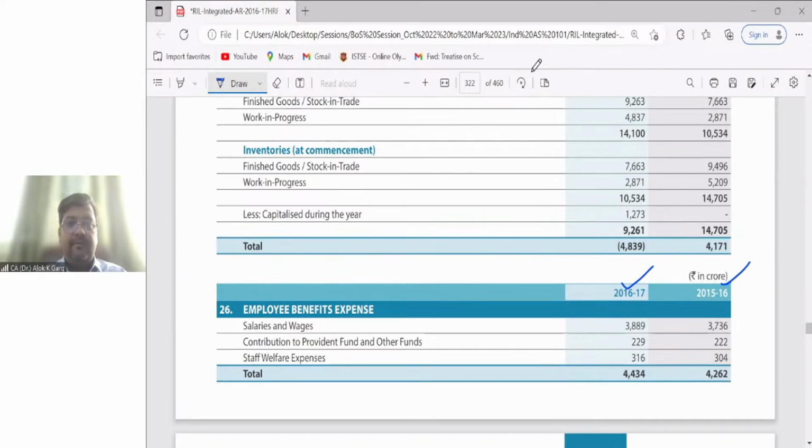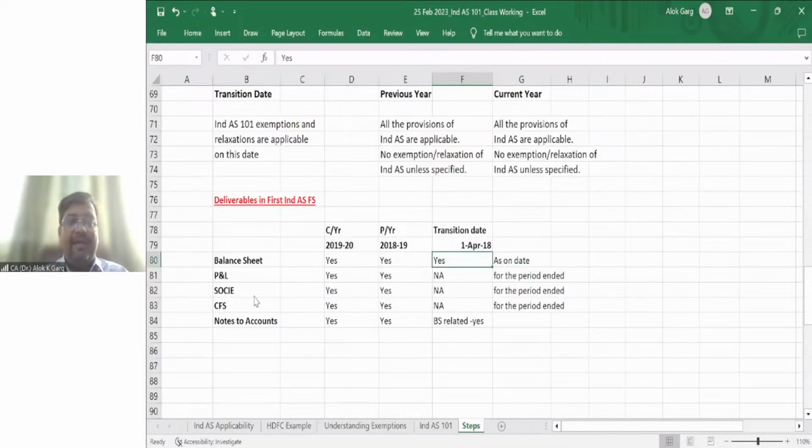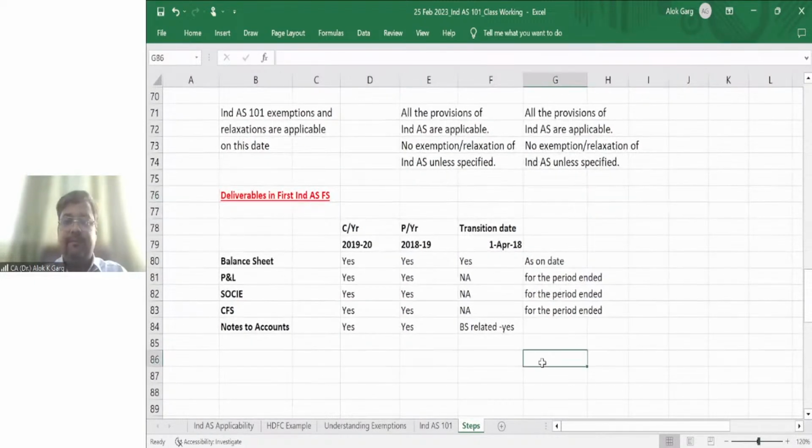Is it clear to all of you? So we are discussing, after discussing the concept of transition date, why it is there, why it is important, which areas of the first Ind AS financial statement Ind AS 101 is applicable to. We are discussing deliverables in the first Ind AS financial statement.